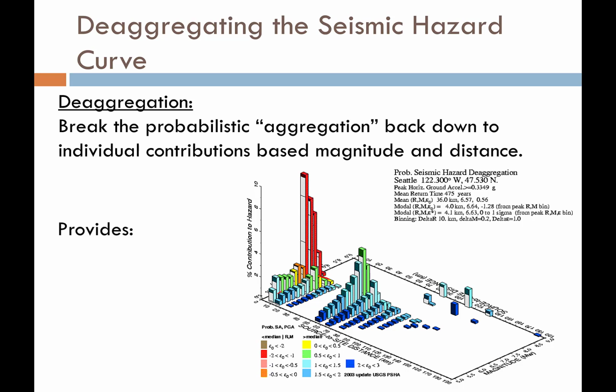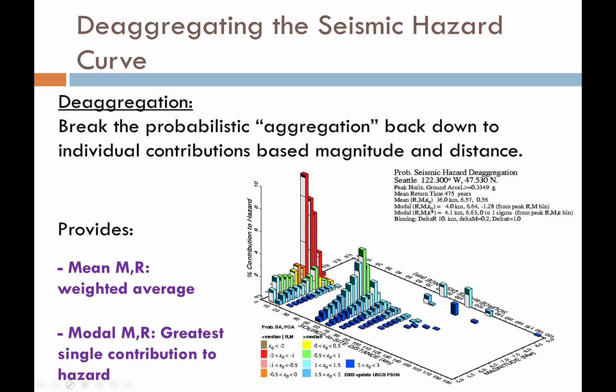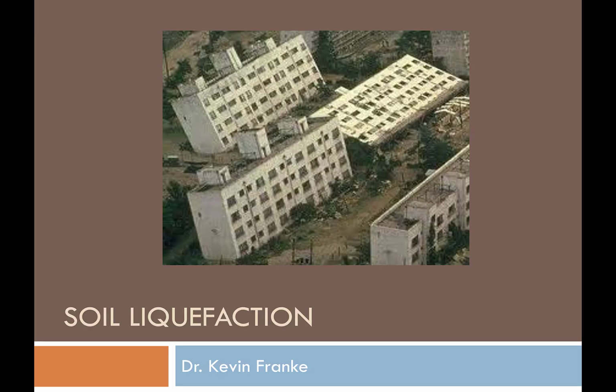So from these disaggregation or deaggregation plots, we can get things like the mean magnitude and distance of all of our possible sources. And we can also get what's called the mode or the modal magnitude and distance. And that always corresponds to whichever magnitude and distance combination gives you the highest bin, that one scenario that contributes the most hazard to the combined hazard. That's the mode.